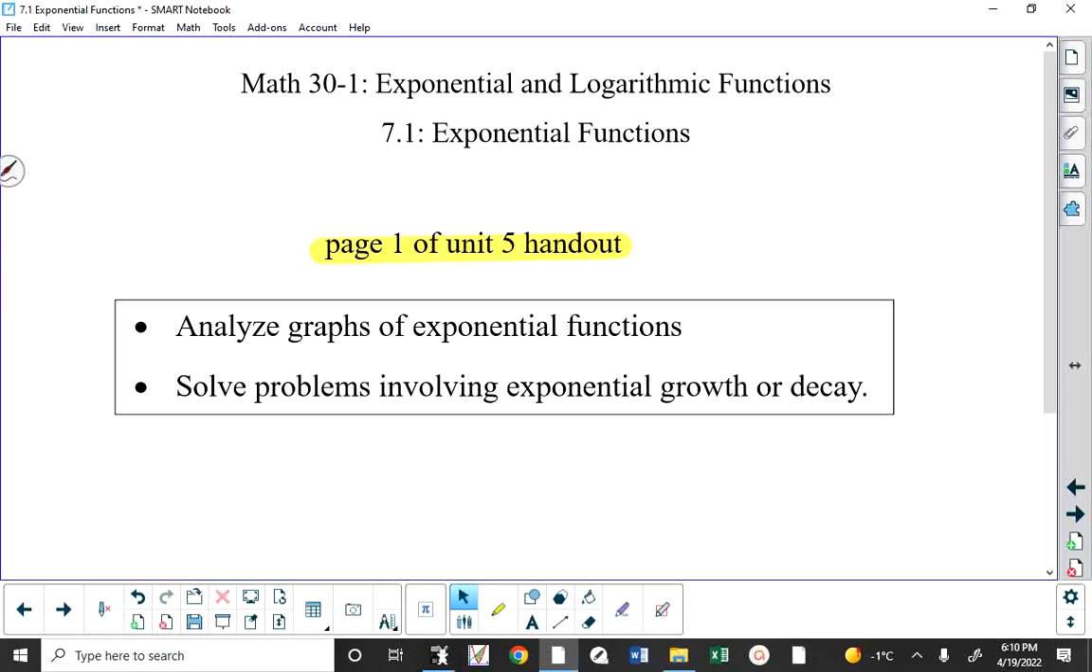At this point in time, many of you might have a conception about what an exponential relationship or function is, but I don't think anybody understands anything about logarithms. Today we're going to be analyzing graphs of basic exponential functions and beginning to solve problems involving exponential growth and decay. Problems that involve exponential growth and decay, as we work through this first chapter, are going to get progressively more and more difficult as our abilities get better and better. So the ones we look at today will be fairly basic.